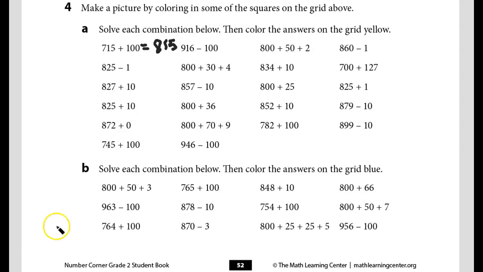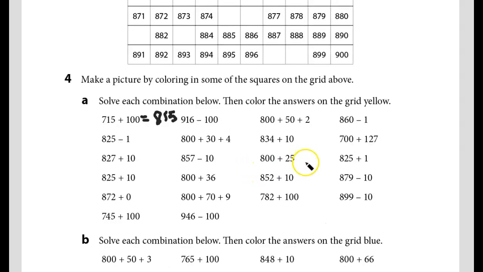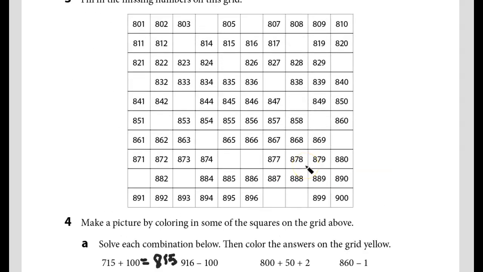After I have my answers, that's when I'll take my yellow crayon and go back to the grid. The first number I'm looking for is 815. Okay, I need my yellow, and I'm looking for 815. Oh, I see it right here. I'm going to do my best to color in this whole box. And that's what you will do for all of the numbers in letter A.